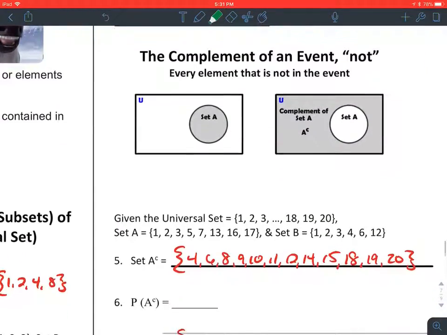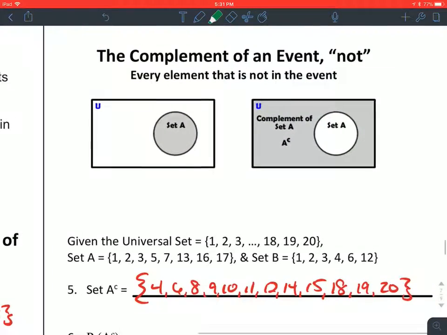The complement of an event, the not, if you will. Every element that is not in the event. So in this first picture here, notice how set A is grayed out. Grayed out means that we're using everything that's in the gray. In this one here, everything that's not in set A is grayed out. So the complement is everything not included in a set.